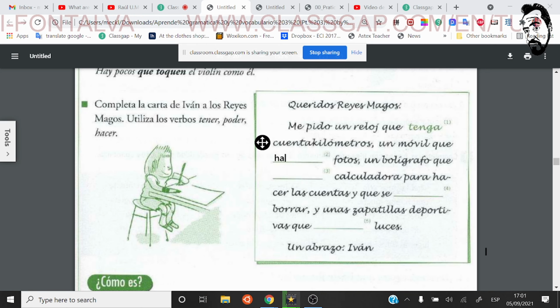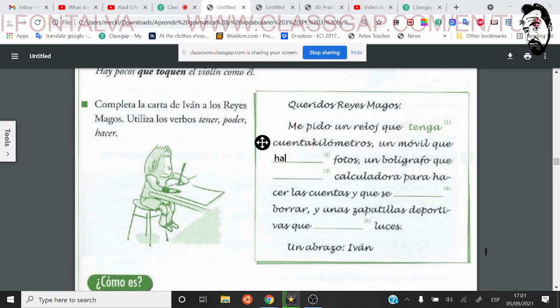Un bolígrafo que... the pen that can... calculadora. So, un bolígrafo. What does it mean? Bolígrafo is pen. So a pen that has a calculator, let's say. Un bolígrafo que tenga calculadora para hacer las cuentas. So hacer cuentas means to do numbers.